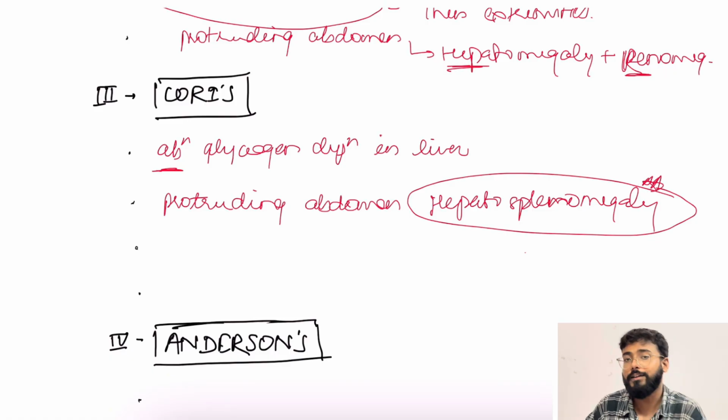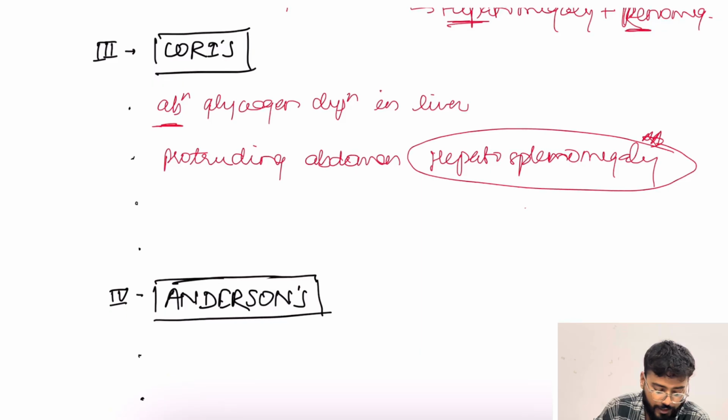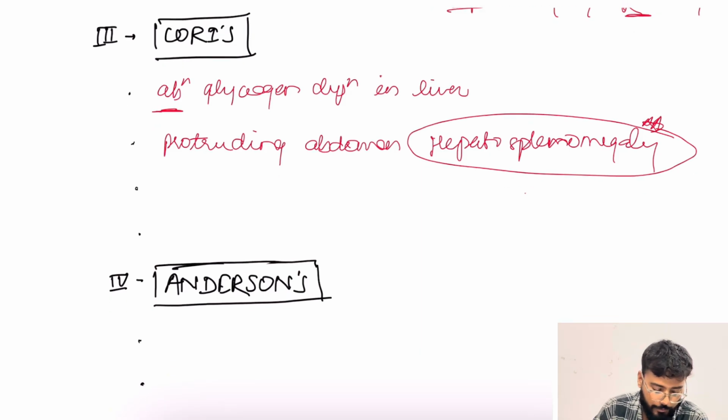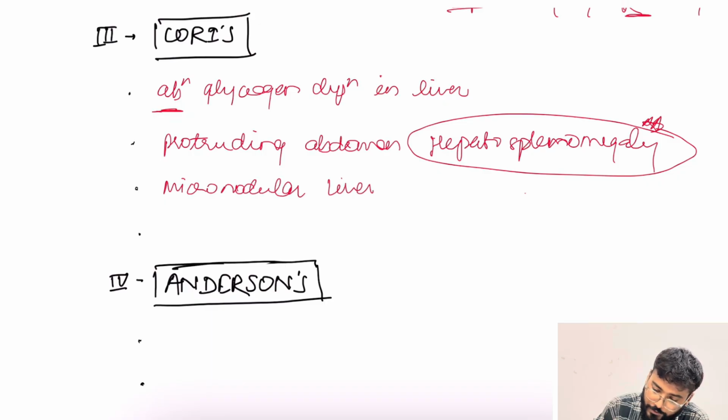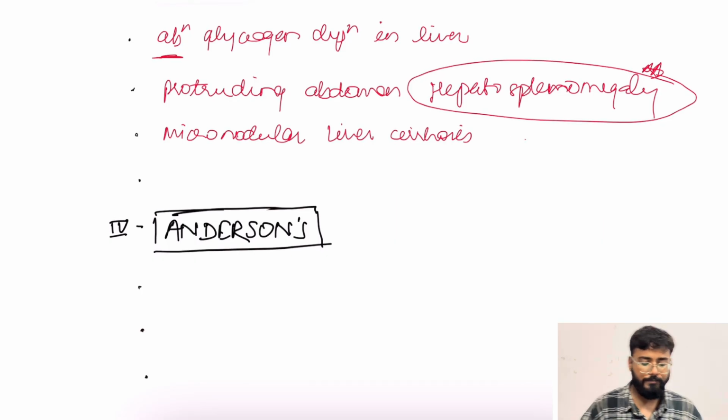So whenever the question says the patient has fasting hypoglycemia along with hepatosplenomegaly, then you are going to think about Cori's disease, that is your type 3, which is your liver GSD. What else you need to remember is your micronodular liver cirrhosis. Micronodular liver cirrhosis.